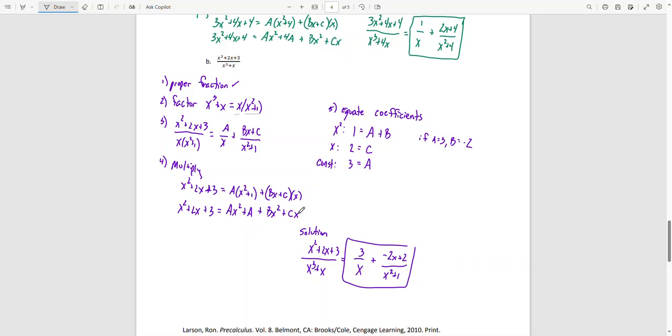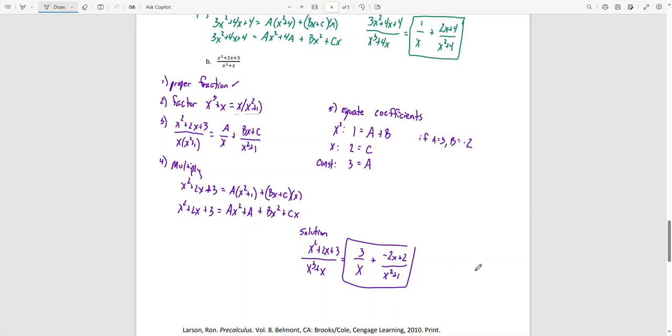We can multiply all of this out. Notice that we'll have 1x squared equals ax squared plus bx squared. 1 equals a plus b. 2x equals cx, so 2 equals c. 3 equals a. Look at that. A and c are pretty easy. If a is 3, b must be negative 2. So we'll have 3 over x, a over x, plus bx plus c, negative 2x plus 2 over x squared plus 1.